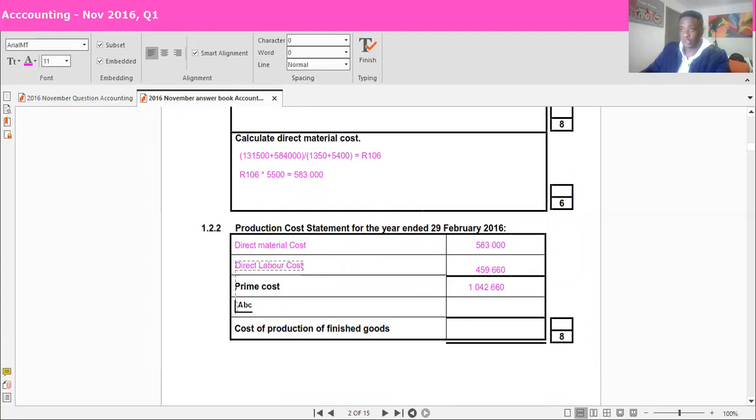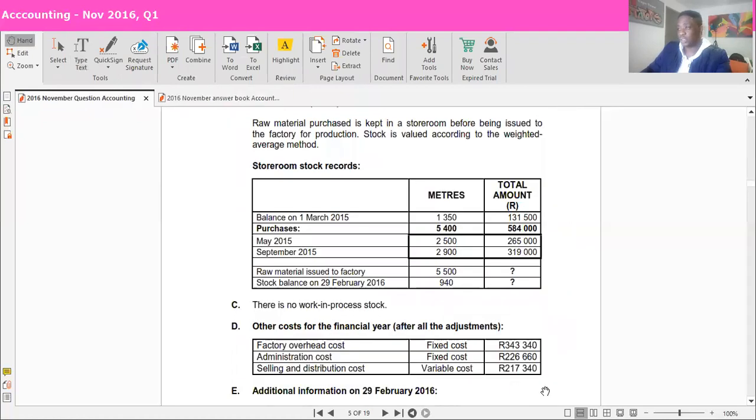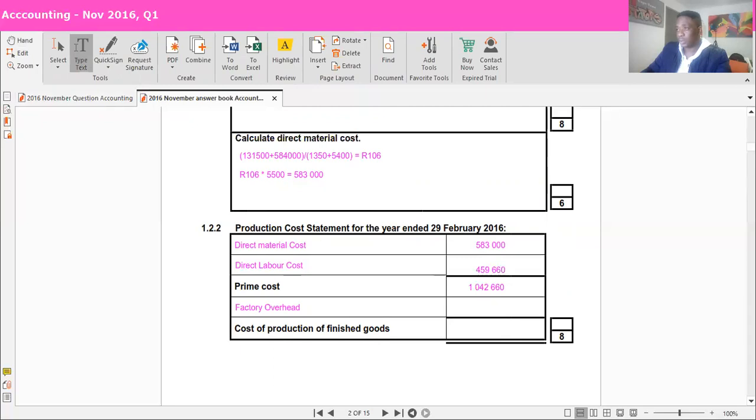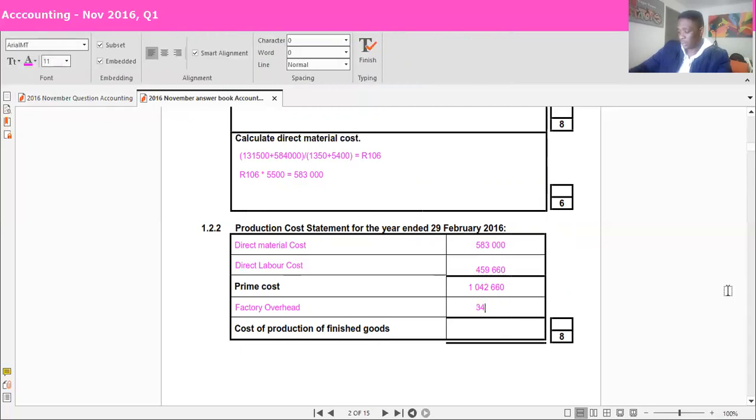So the only thing that you need to do is to add factory overhead cost, and you get it directly from here. It's 343,340. And then if you add that, you will get a total amount of 1,386,000, and that should be your production cost statement.